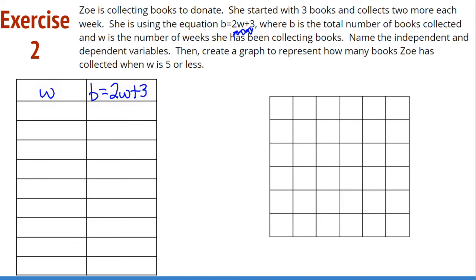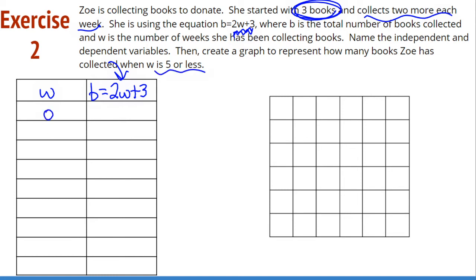Now the plus 3 comes from she started with 3 books. That's a constant. She had 3 books and then she started collecting 2 more each week. So the 2 times the week is: take each week, multiply it by 2, but remember to add the 3 that she had already collected. Okay. All right, and I'm supposed to do 5 or less.